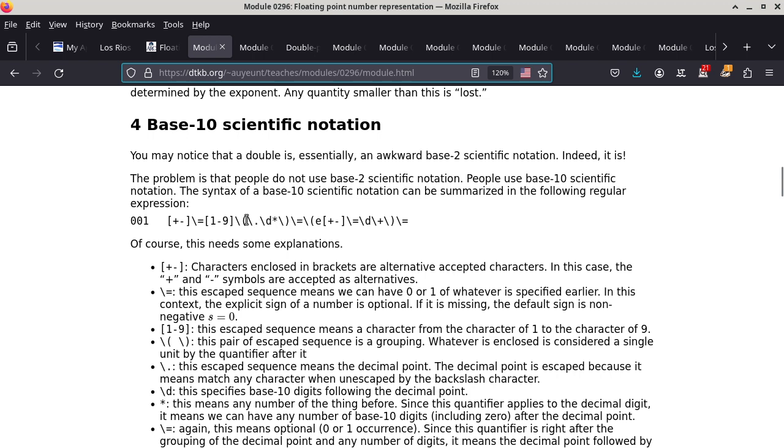The first part is backslash dot, which basically is just the dot on your keyboard, but it has to be escaped. Because in regular expression, a single dot means I can match any character. But in this case, I don't want it to match any character. I want this to match exactly just the decimal point symbol on the keyboard.